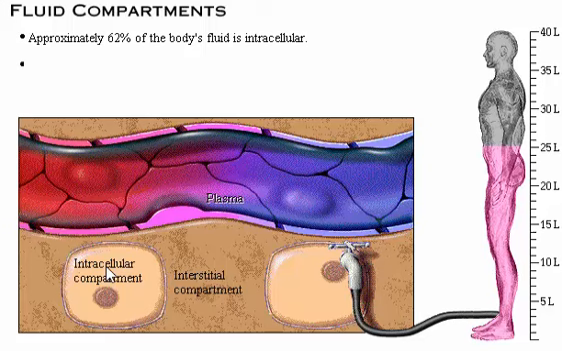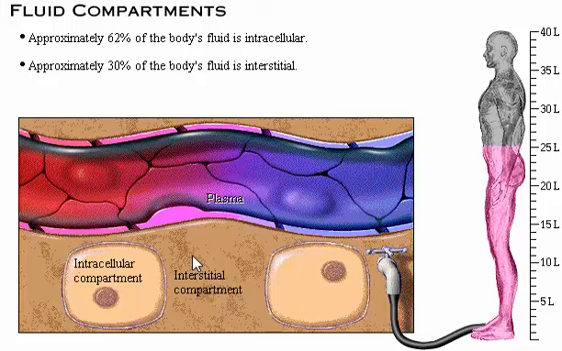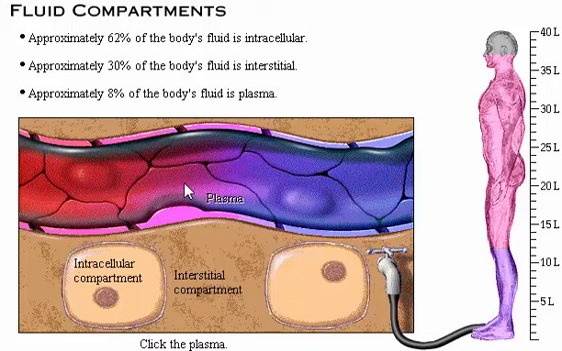Approximately 40% of the body's fluid is interstitial. Click the interstitial compartment to see the level of fluid this represents. Approximately 8% of the body's fluid is blood plasma. Click the plasma to see the level of fluid this represents.